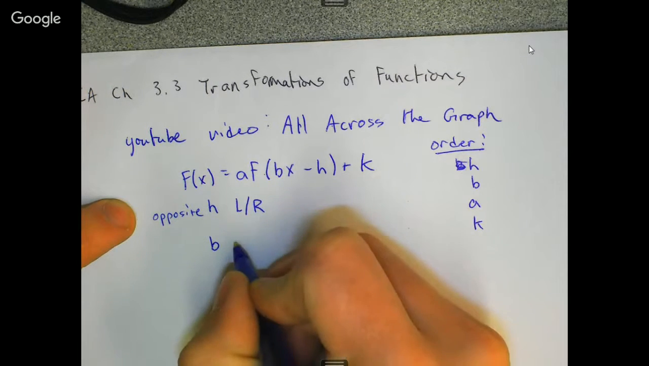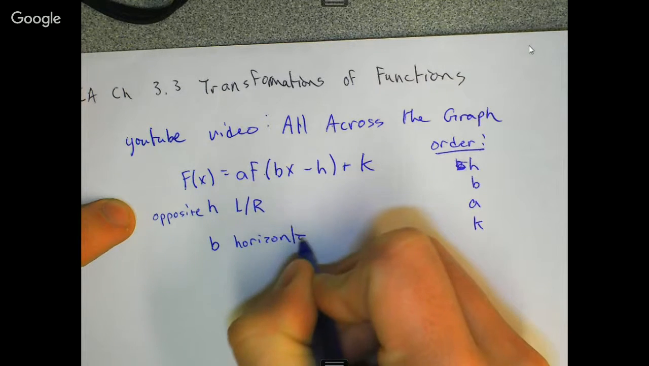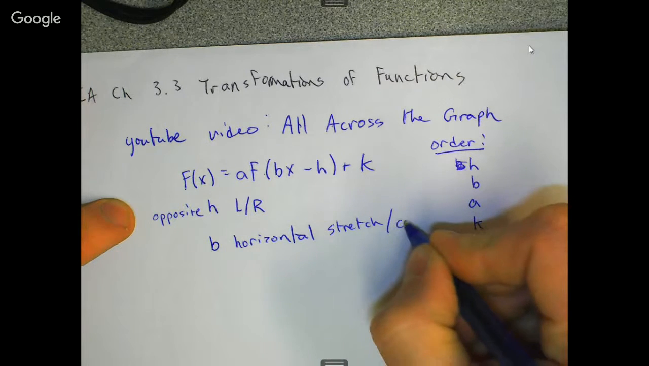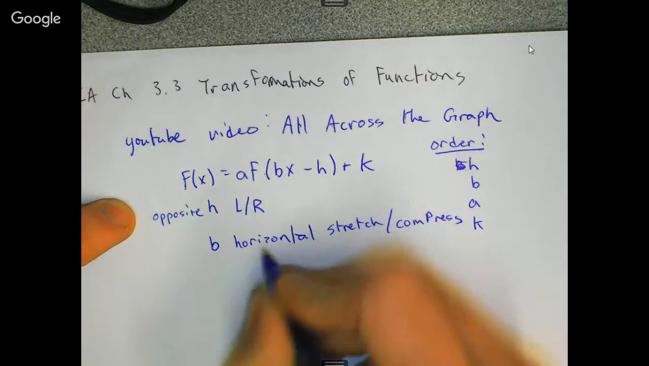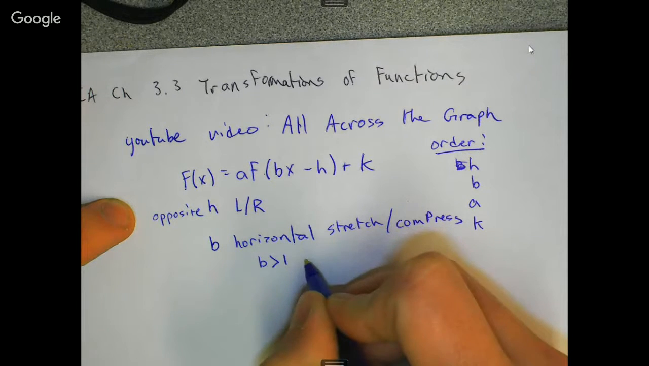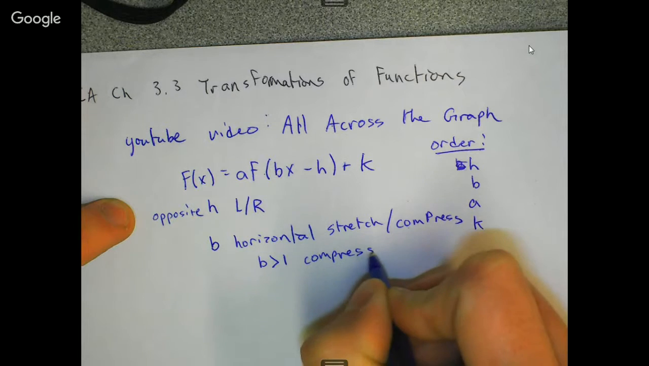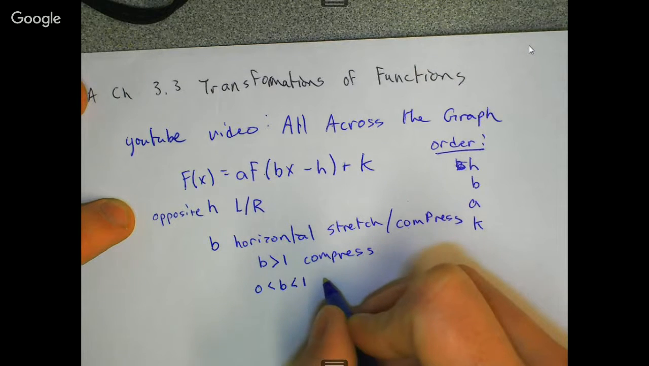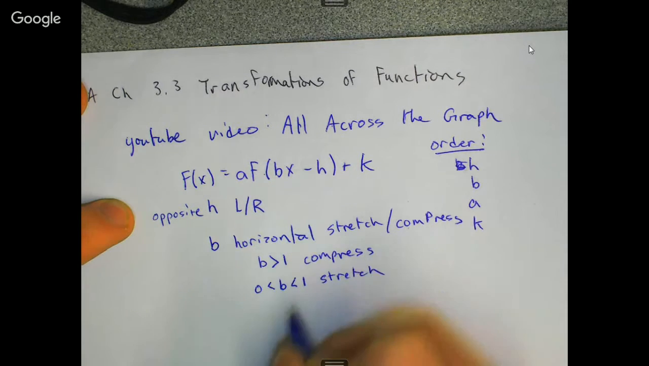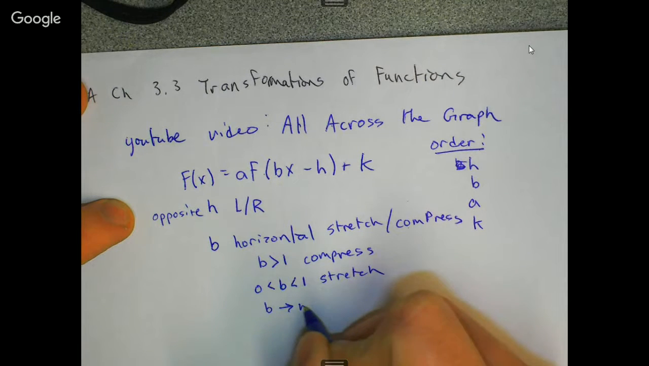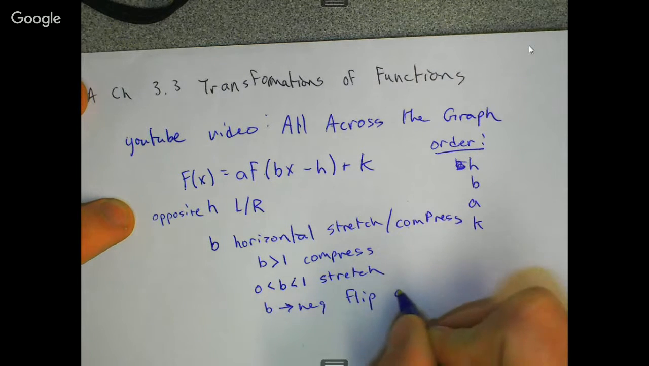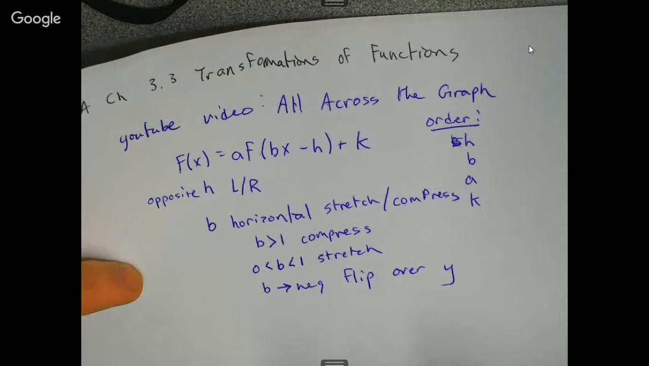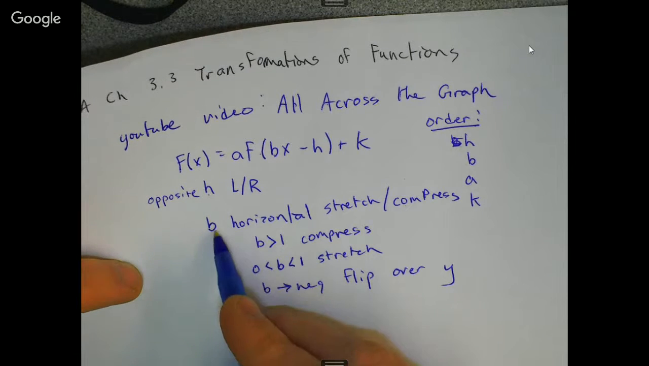B is a horizontal stretch or compress. If B is bigger than 1, it's a compress. If B is a fraction between 1 and 0, it is a stretch. And if B is negative, you flip it over the Y. So that's H, B, we'll go to A.